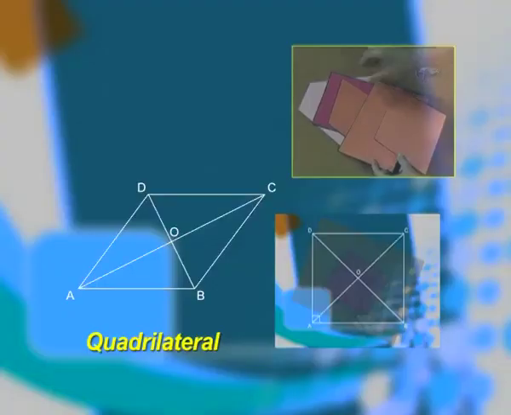Mathematics can be learned through hands-on activities. Dear students, you must have studied about various geometrical shapes in your classroom. Do you know what is a quadrilateral? A quadrilateral is a closed figure formed by 4 line segments.